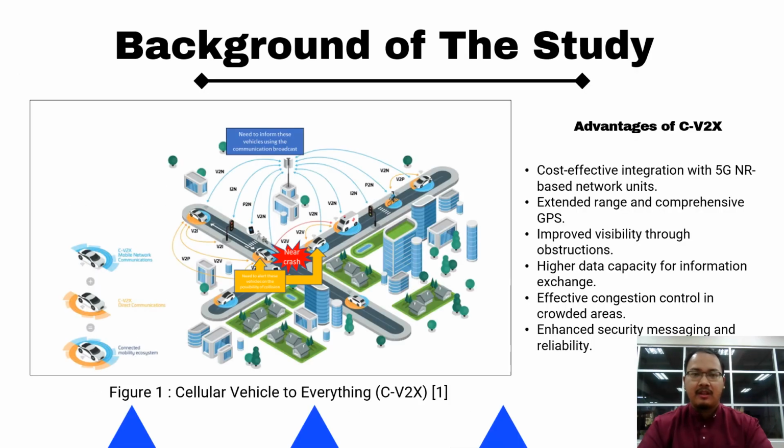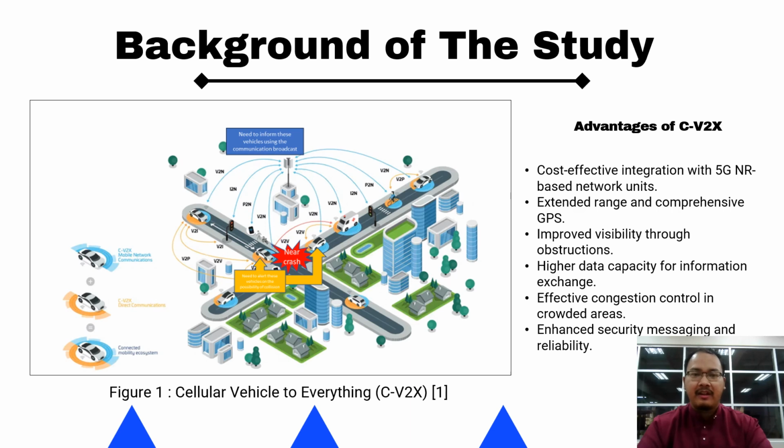CV2X is a state-of-the-art technology connecting vehicles to other technological units around it. It is the latest technology which will serve as a foundation for vehicles to communicate with each other and everything around it. CV2X enables the communication between vehicles, pedestrians, roadway infrastructure, and the network.